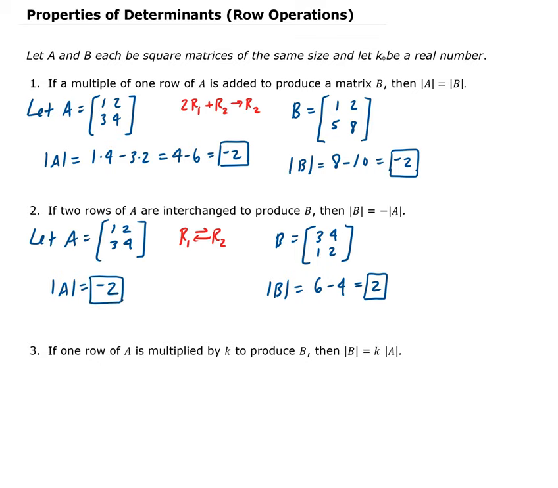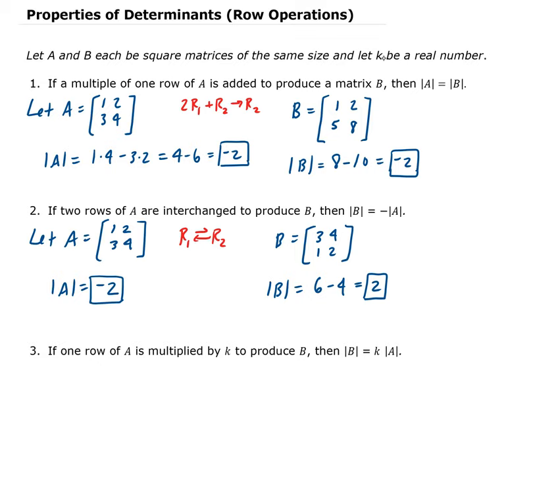So interchanging two rows affects the determinant by a negative sign. But if you do an even number of interchanges, then the determinant of the new matrix will equal the determinant of the original matrix. So an even number of interchanges doesn't affect it, but an odd number of interchanges will change it by a negative sign.